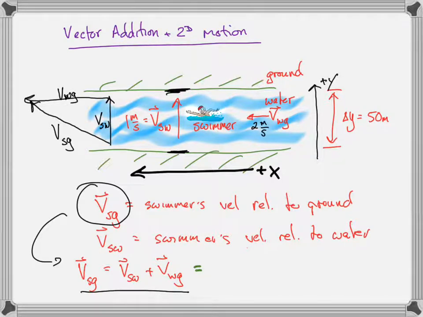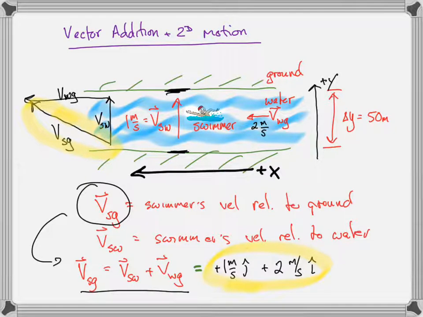And so I'm going to write that out as the velocity of the swimmer relative to the ground is the velocity of the swimmer relative to the water, which is plus 1 meter per second in the j direction, plus the velocity of the water relative to the ground, which is plus 2 meters per second in the i direction.